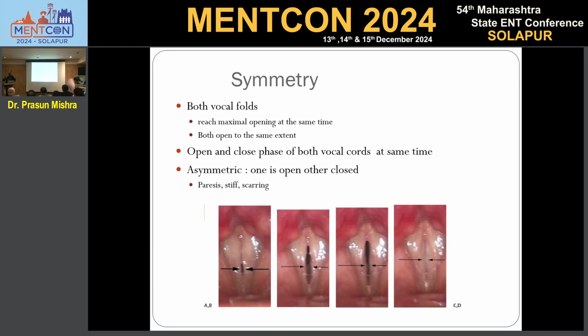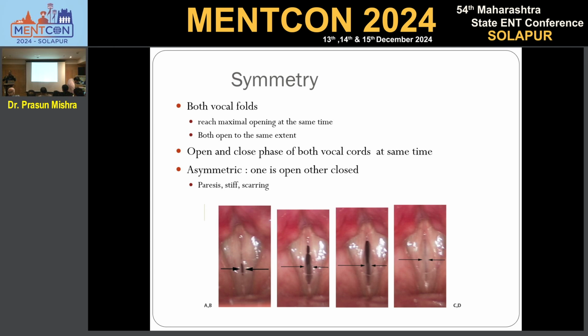Then comes symmetry. Remember, symmetry is something that all of us miss, and all of us get confused between symmetry and amplitude. Let us, once and for all, clear what is symmetry and what is amplitude. Symmetry is something we check across both the chords. Symmetry we are checking in both vocal cords. All of you now understand that the assessment in stroboscopy is during the closed phase. We are not checking in the open phase. The assessment of the vocal cord is during the closed phase and the movement of the cords.